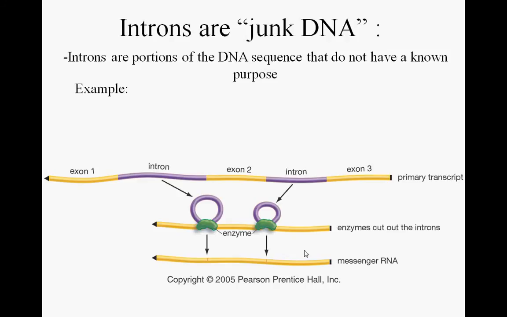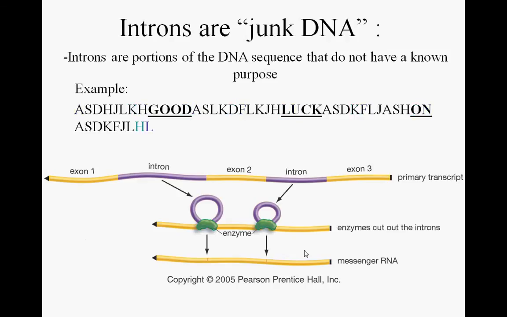An example of an intron that I like to use is this particular example right here. You have a lot of what we call nonsense, right? A lot of this doesn't make sense. However, the underlying portions do make sense. As a matter of fact, you have a little note for me that says, good luck on your final. Well, that is an example of the exons. The exons are the part of DNA that makes sense, that have a known purpose. The rest of this doesn't make sense. These would be our introns, the portions of the DNA that don't make sense, or what we call our junk DNA.